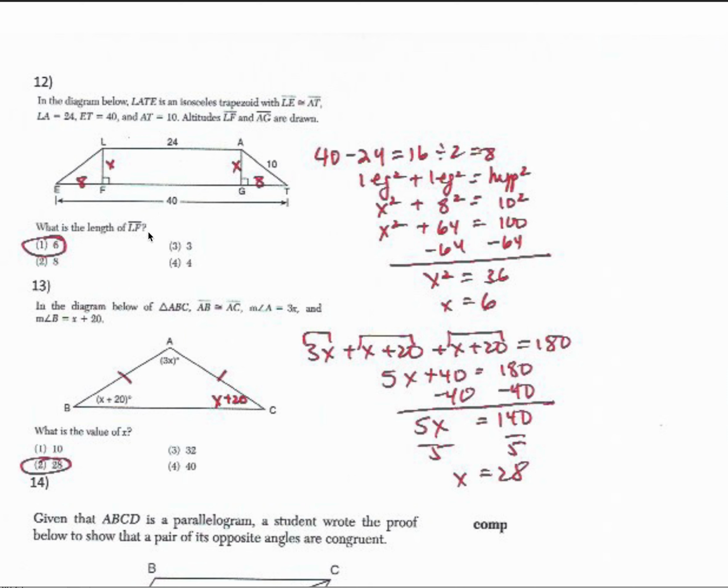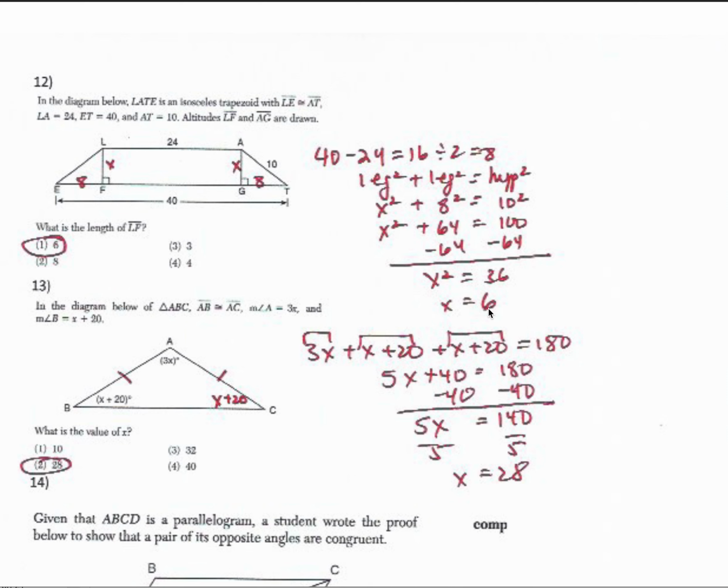What's the length of LF? Well, I have a right triangle here where one of the legs is 8, the other leg is x, and my hypotenuse across from the right angle is 10. So x squared plus 8 squared is 10 squared. X squared plus 64 is 100. Subtracting the 64s, x squared is 36.